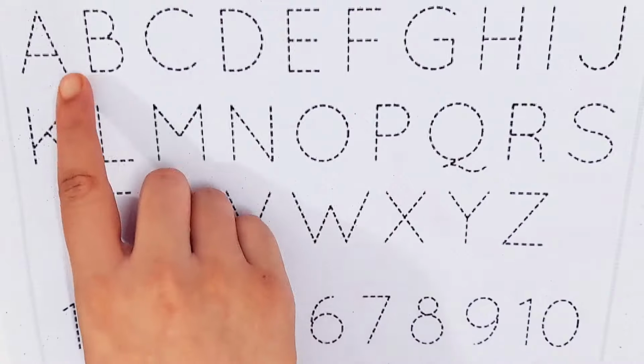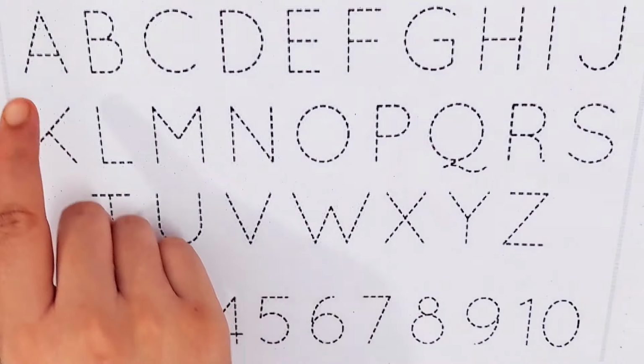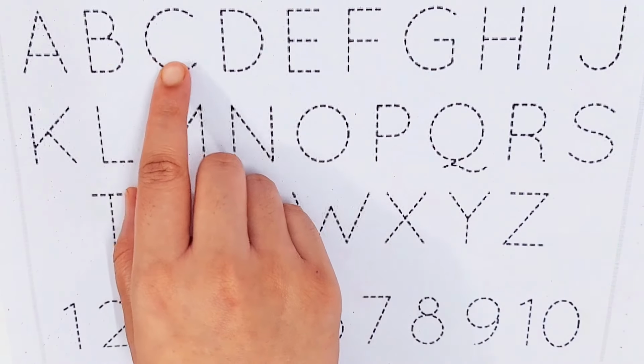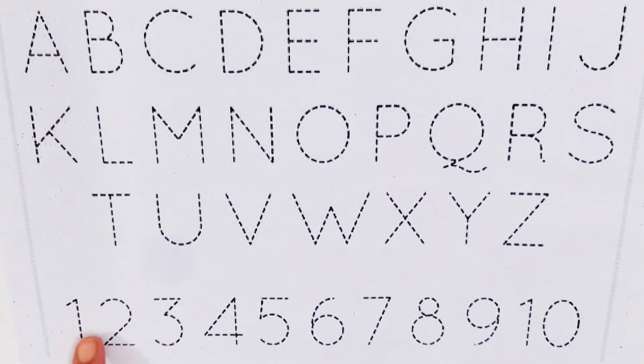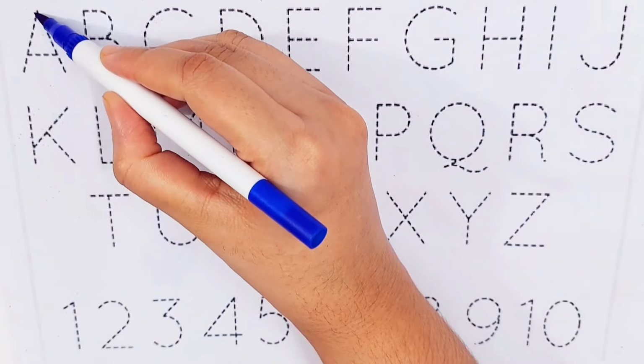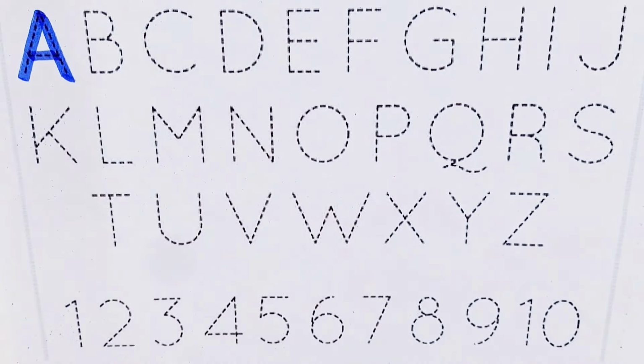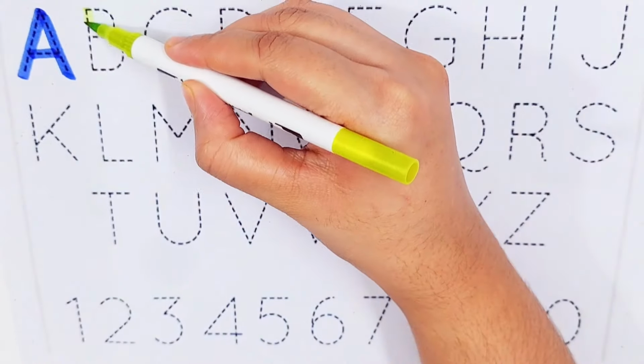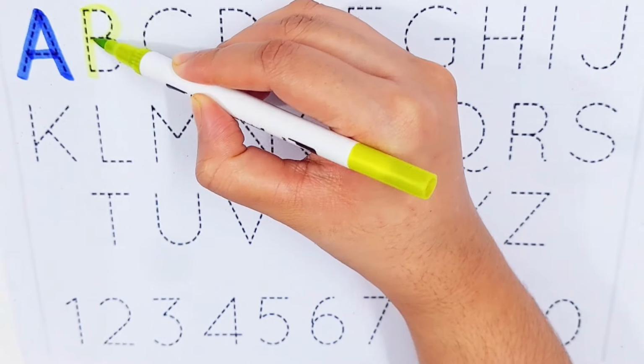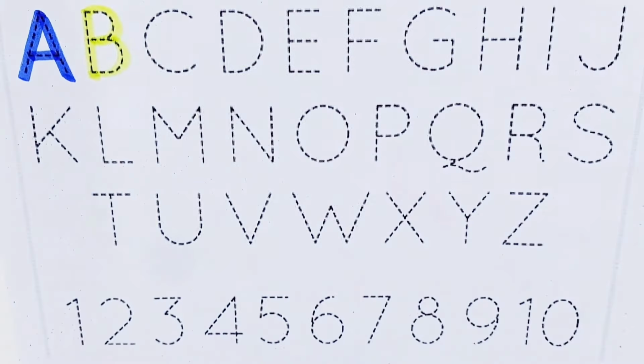Today we will learn some alphabets and numbers. A, B, C, D. 1, 2, 3, 4. Dark blue color. A. A for arrow. Lime color. B. B for box.